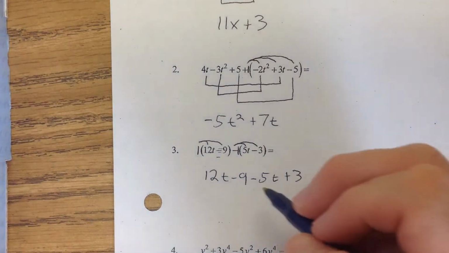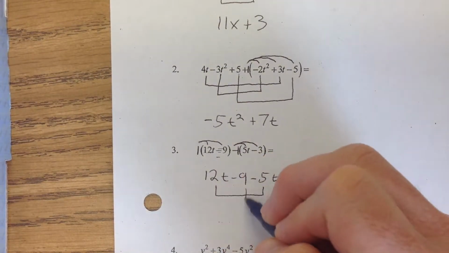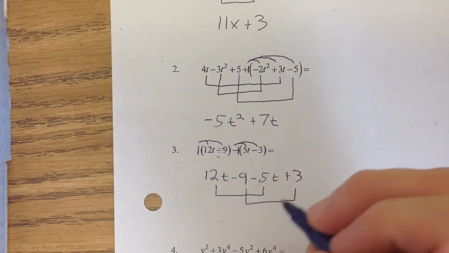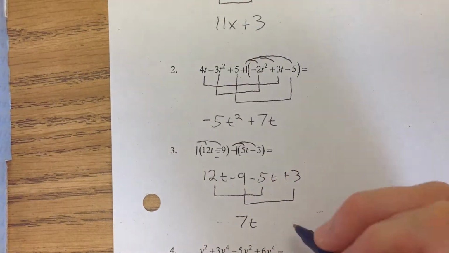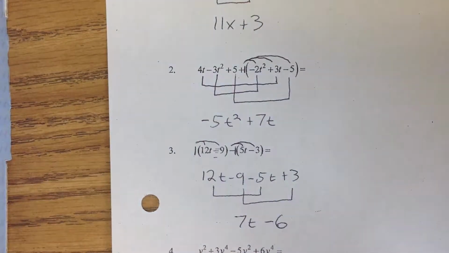Once I've done my distribution, now I can combine my like terms. So 12t minus 5t is 7t, and negative 9 plus 3 is negative 6.